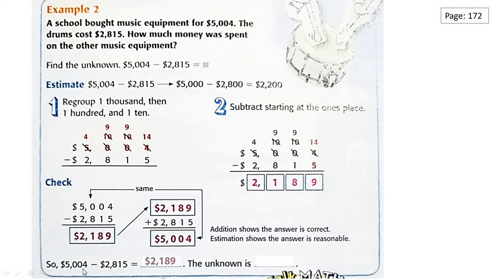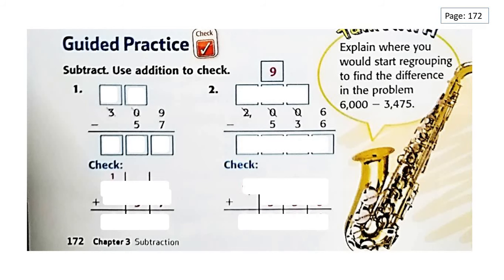So 5,004 minus 2,815 equals 2,189, and the unknown is the same number, which is again 2,189. Again, grade 3, please be sure to write these numbers in your book, page number 172. Now, please, grade 3, try to solve these practices by yourself. Stop the video. When you finish, you can check your answers here.